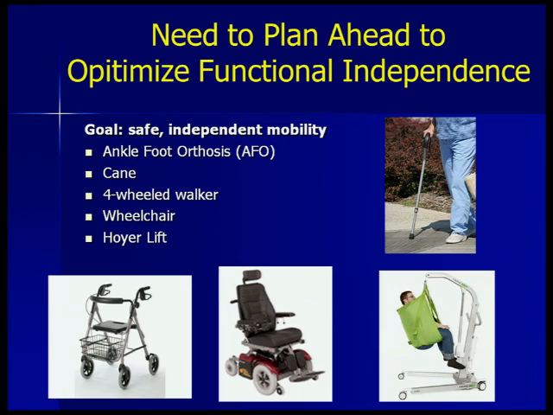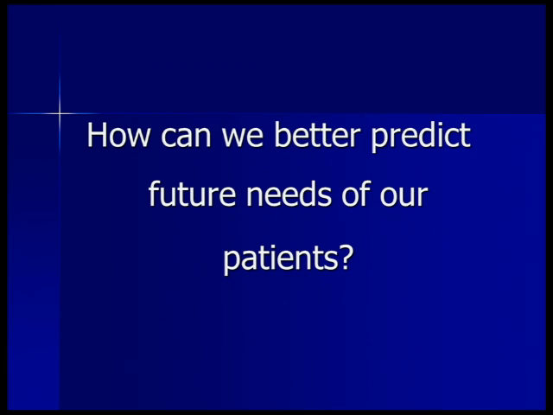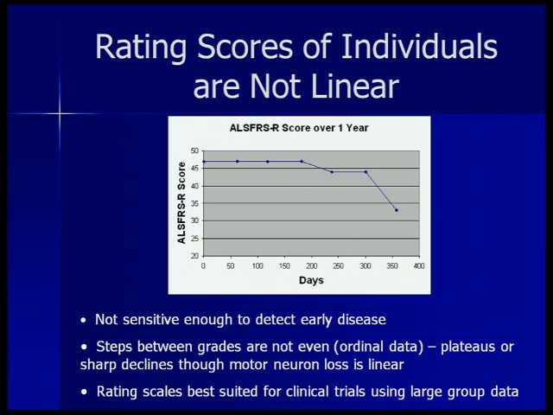As our patients progress through their disease, it's our job to make sure that they have the equipment they need, that we provide equipment such as AFOs, canes, walkers, wheelchairs, Hoyer lift, so that our patients can maintain safe, independent mobility. So the question really is, how can we better predict the future needs of our ALS patients? We only see our patients in clinic periodically, maybe once every 2, 3, or 4 months.